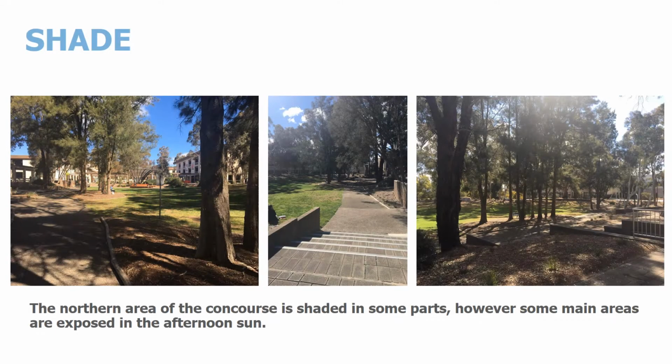As the audit area is one of the most central and busiest areas on campus, shade is, or should be, an important feature of the area. The northern area of the concourse, moving towards the refectory, is mostly shaded on the walking paths and seating areas, though in the left-hand image you can see that a main part of the grass area, where people sit, is exposed to sun at almost all points during the day.